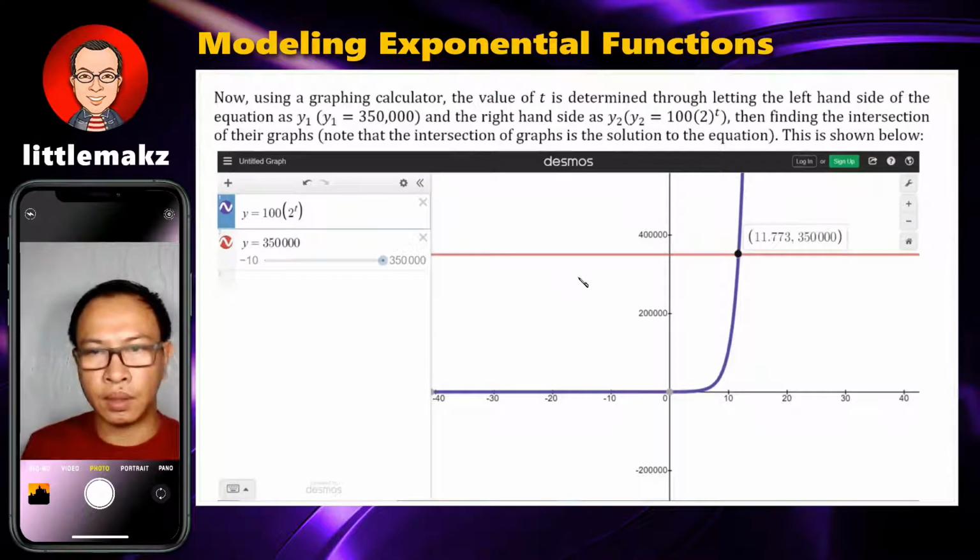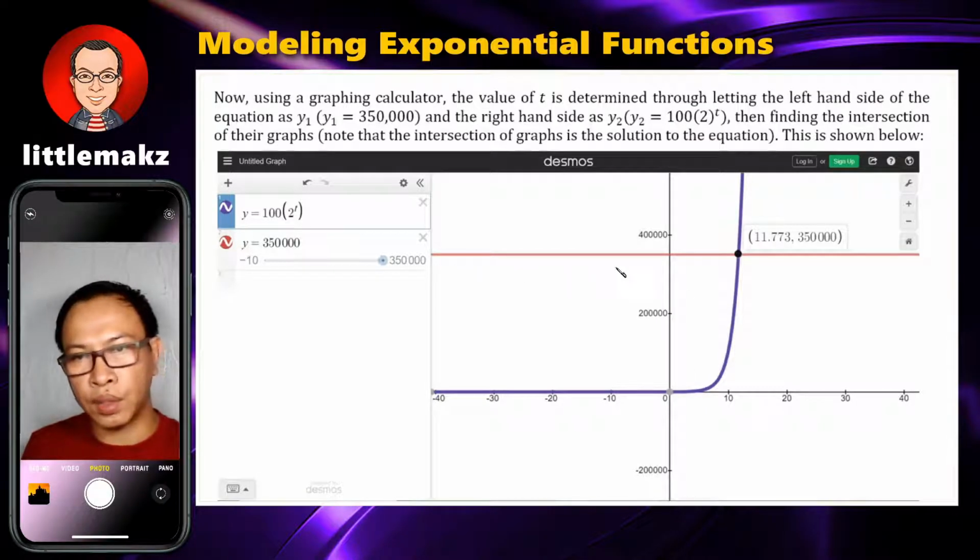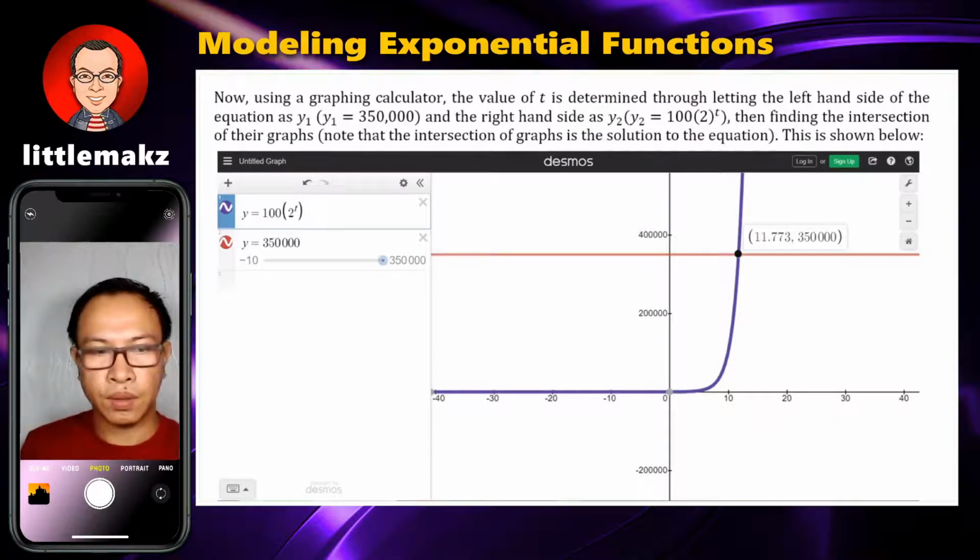And you would see the intersection of the graph of y is equal to 100, this is f of x actually, 2 raised to the power of t, which is the blue graph, intersecting with this horizontal graph, which is the graph of y is equal to 350,000. Okay, so that's how we do this example.